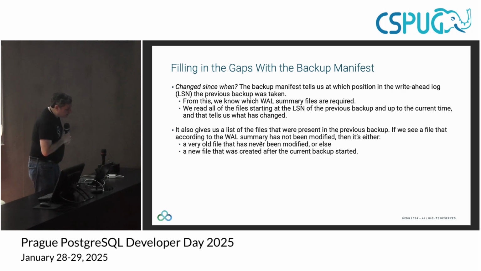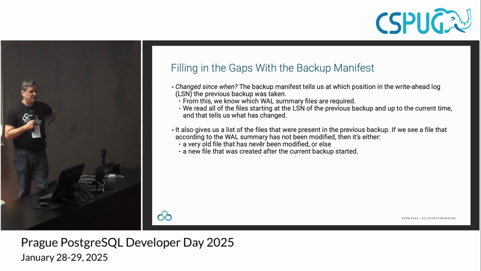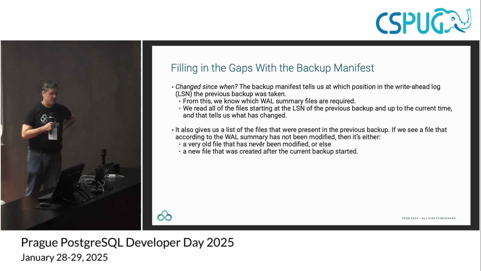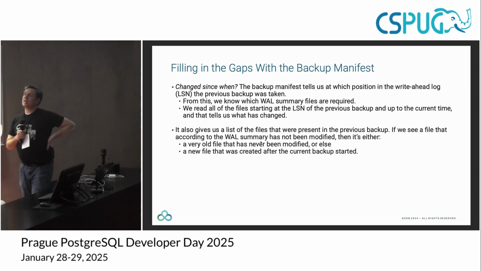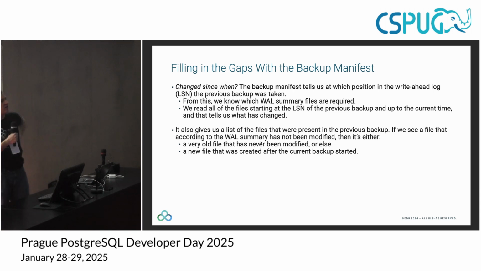We don't quite get all of the information that we need to power this feature from the write-ahead log itself. There are a couple of gaps. And we fill in those gaps using the backup manifest, which you kind of already saw in the examples that I showed earlier in the talk, where we ran pg_basebackup with the --incremental option, and then as an argument to that option, we passed the path to some previous backup manifest.